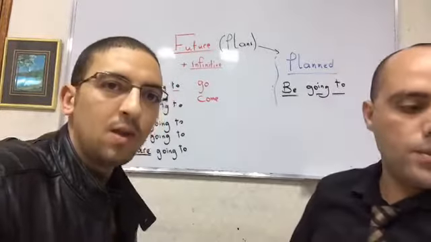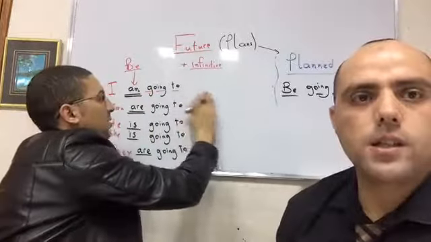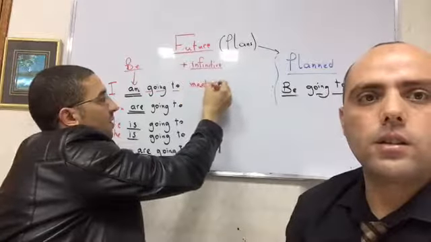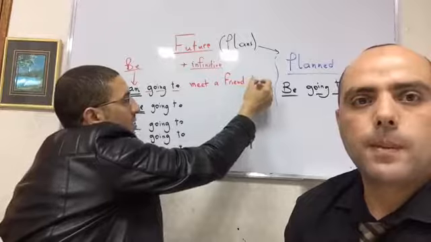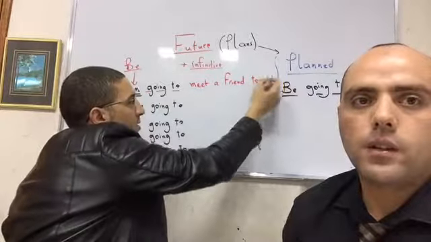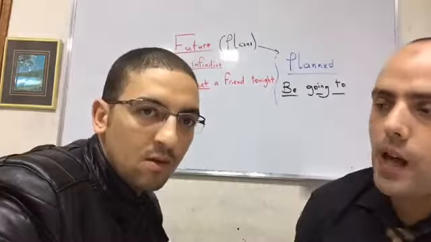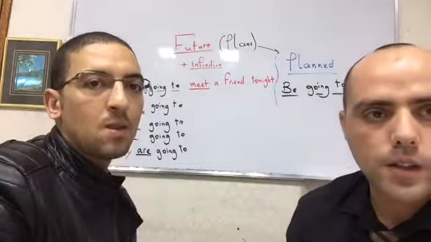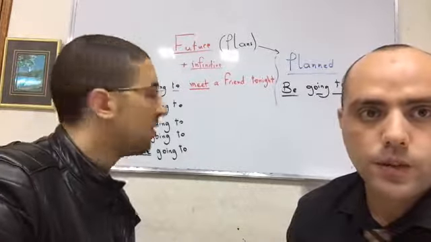So what are you going to do tomorrow? Tell us what you're going to do. I'm going to meet a friend tonight. That's perfect. That means that you have already planned it, that you have agreed on the time that you're going to be meeting. Very good. I'm going to the mall.